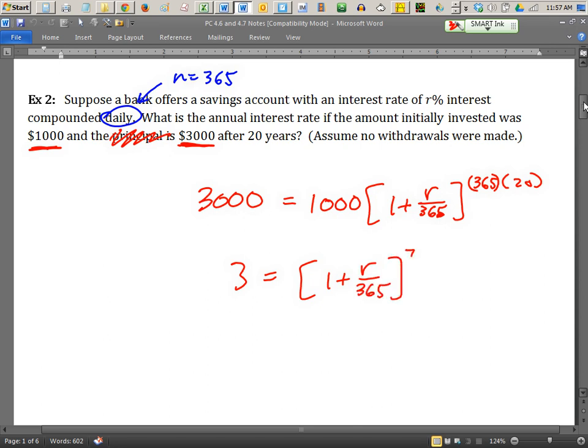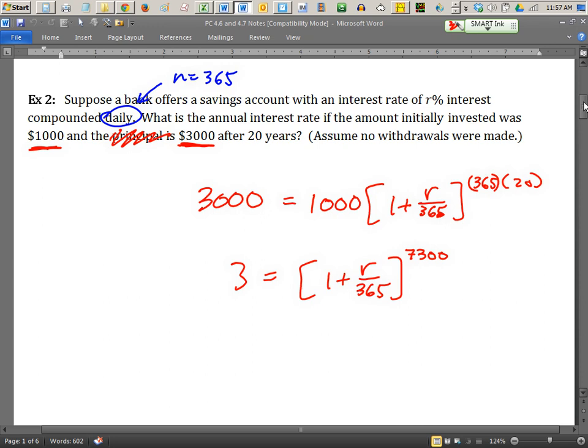and this is the 7,300th power. Oh my goodness. So we got to get rid of that power. We're trying to get r by itself. So I guess we're going to have to do the 7,300th root of 3. Yes? We'll fix it later. That's a good point.